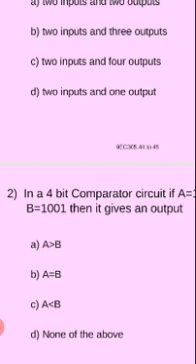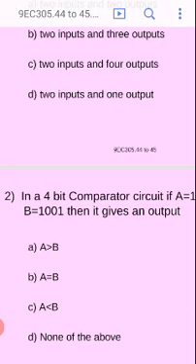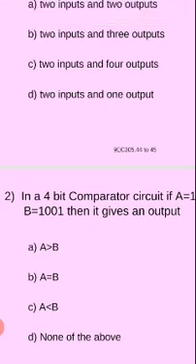Here, A equal to 1010 means its value is 10, and B is 1001, its value is 9. Means here A is greater than B. In this, option A is the right answer. That is A greater than B.